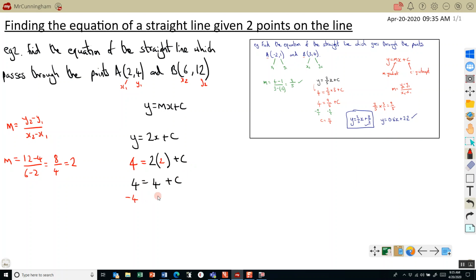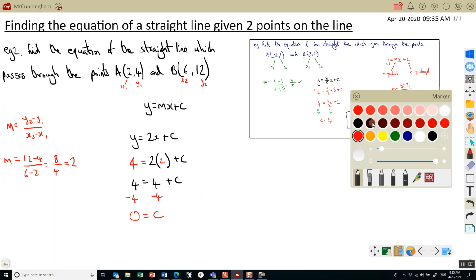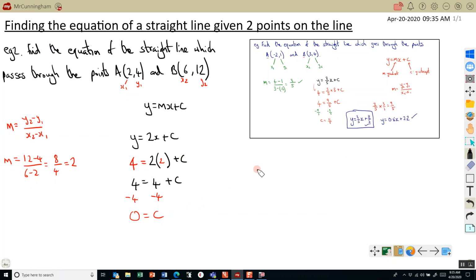So we take away 4 from both sides, and I'm left with 0 here, and c is equal to 0. Type down for me then, what is the equation of the straight line? Well, we know that the gradient is 2, so y is equal to 2x, and the y-intercept is 0, so y is equal to 2x plus 0, but we would generally just write it as y equals 2x.